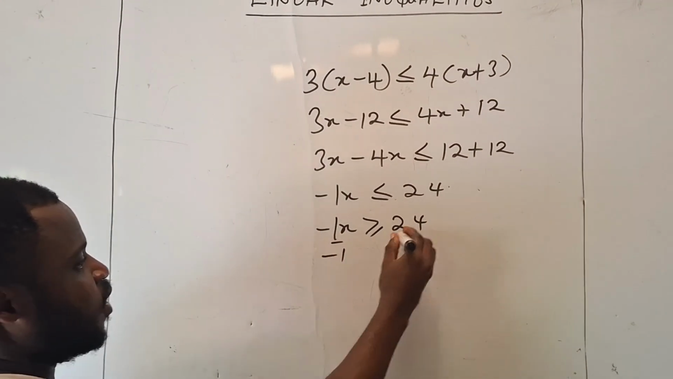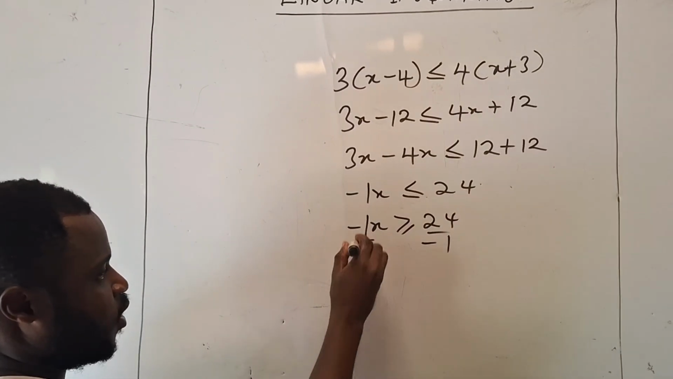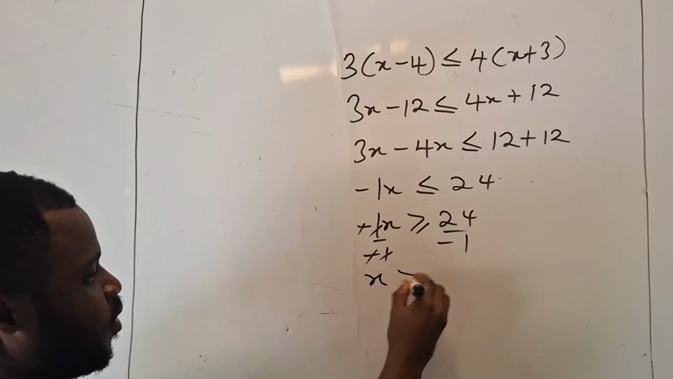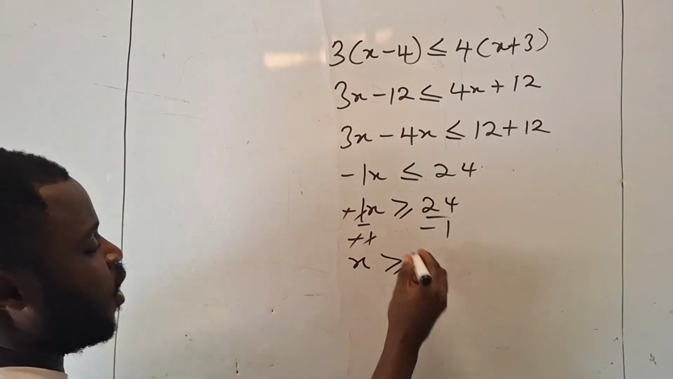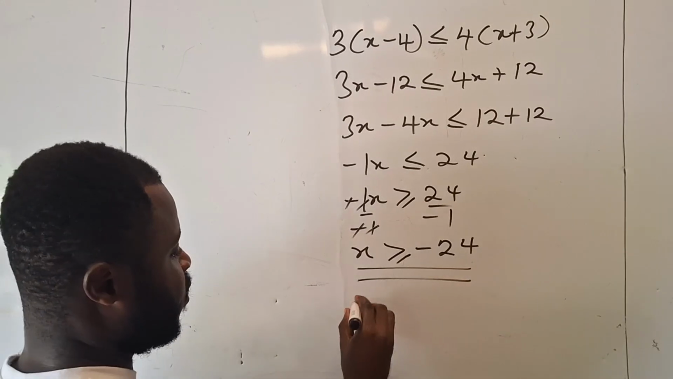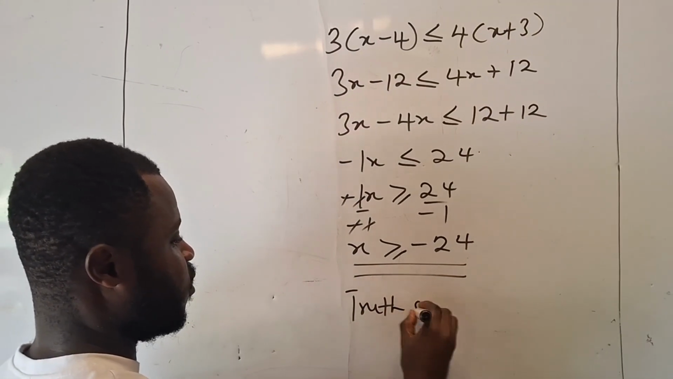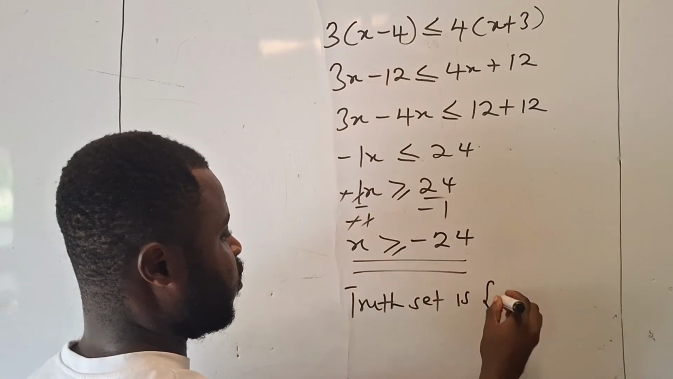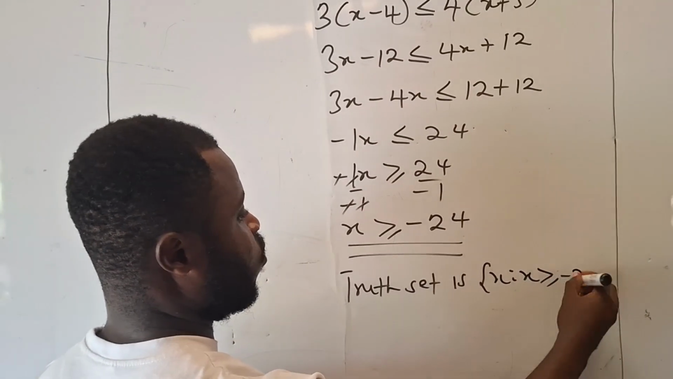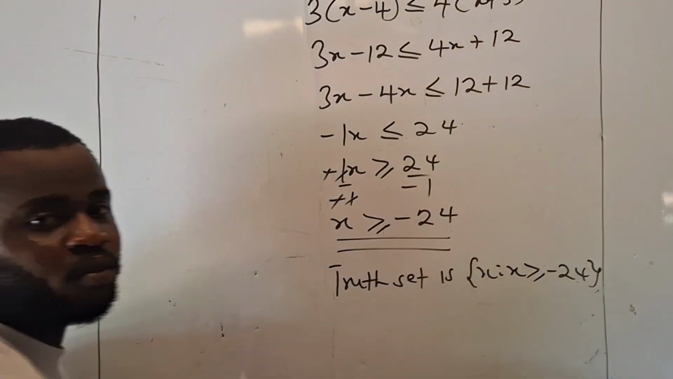Before we divide here by negative 1, negative cancels negative, 1 divided by 1. Then we have x greater than or equal to, 24 divided by negative 1 will be negative 24 as our final answer. Then the truth set is x is such that x is greater than or equal to negative 24.